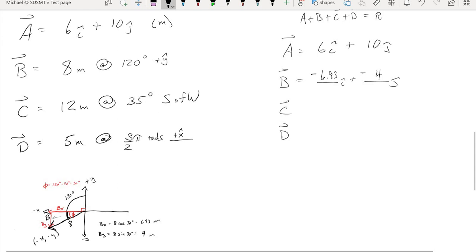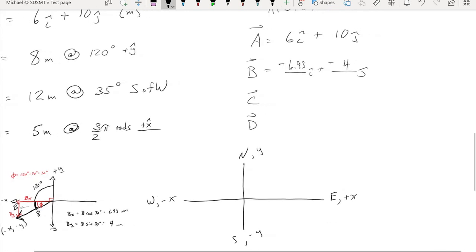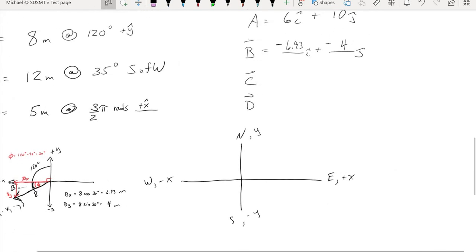On to vector C. Vector C is 12 meters, measured 35 degrees south of west. So when it comes to our angle measures, we can still use positive x, positive y, negative x, negative y, but those axes now have to be related to the respective compass directions.